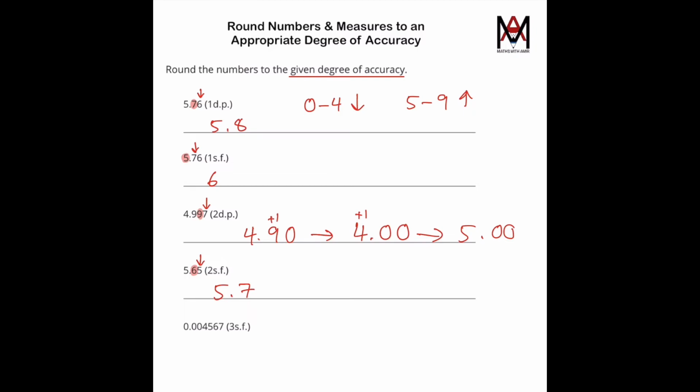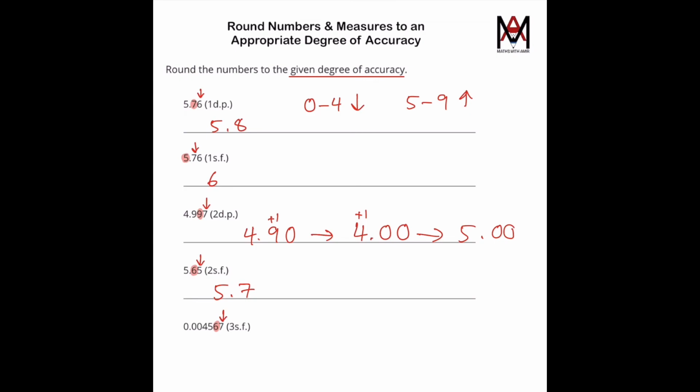Now the final question, we need to round this to three significant figures. Here, the zeros don't count as significant figures as they're in front of all the other numbers. So the first significant figure is the 4, the 5 is the second significant figure, and the 6 is the third significant figure. So we're actually rounding to the fifth decimal place here.